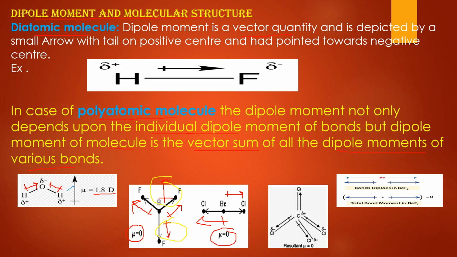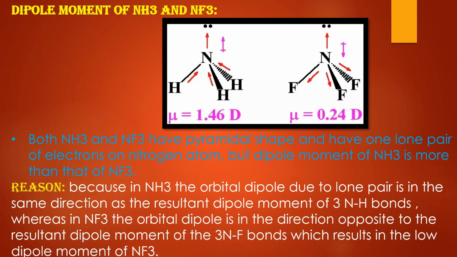Now taking another example, this is the case of BeF2. BeF2 is a similar case to BeCl2. Again, the dipole moment is 0. Now the next case is CCl4. Now look here, in CCl4 there are 4 polar bonds and the direction of the bond dipole is from carbon to chlorine. But the net dipole moment of the molecule is 0 because the vector sum of all the dipoles is 0. So in this manner, dipole moment is a vector quantity and the value of dipole moment depends upon the geometry of the molecule, how the different atoms are arranged in the molecule. Now the next very important topic is dipole moment of ammonia and NF3.